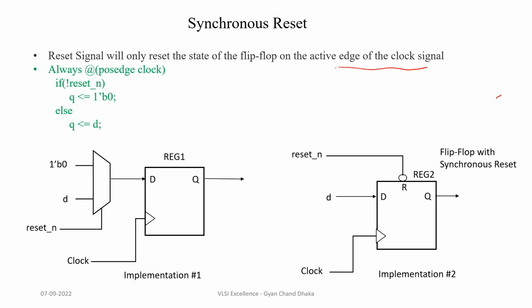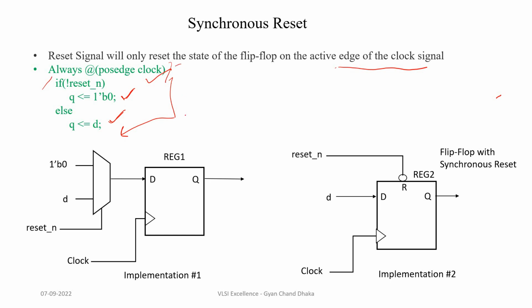Now, how will we implement this in Verilog HDL? In Verilog HDL, the synchronous reset flip-flop design code looks like this. Always at positive edge clock, if the reset is asserted, we will reset the flip-flop. Flip-flop output will go to 0. Else, if there is no reset assertion, the flip-flop output will get the input data.